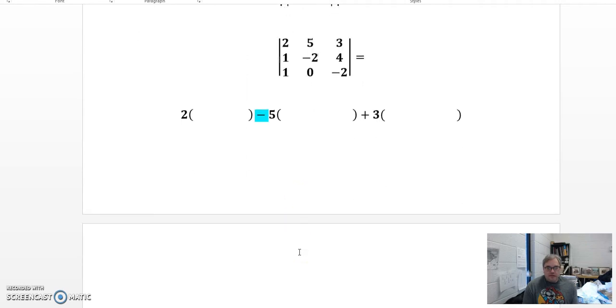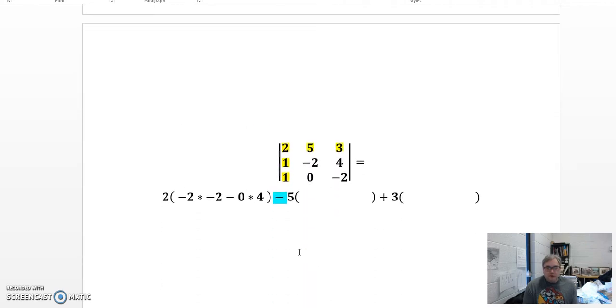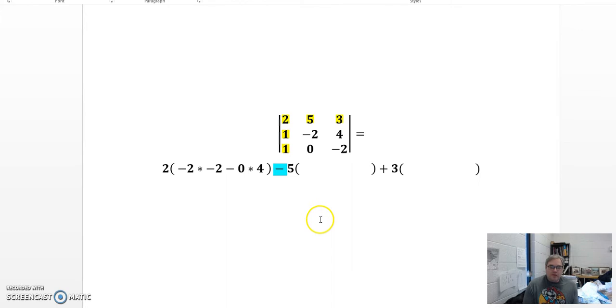So now, I'm going to expand this by the first row. I'm going to start with the 2. So you notice I have the row in yellow and this first column in yellow because I'm starting with 2. So I eliminate everything that's in yellow. I tune it out. I have 2 times, and then I have this little 2x2 matrix. And I'm going to find the determinant of that 2x2, which is negative 2 times negative 2 minus 0 times 4. And that's what I'm writing in there.